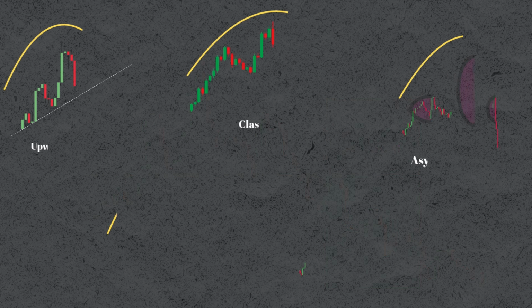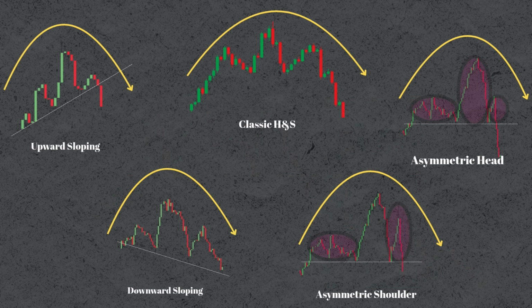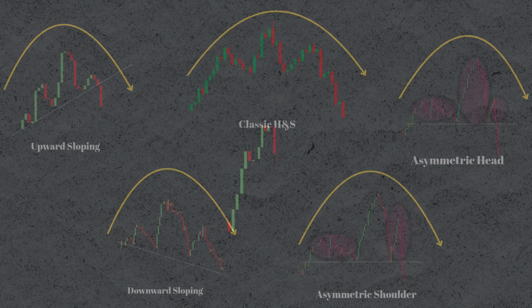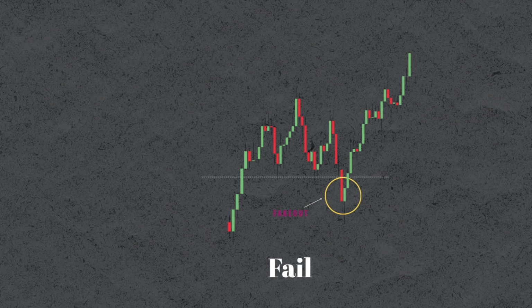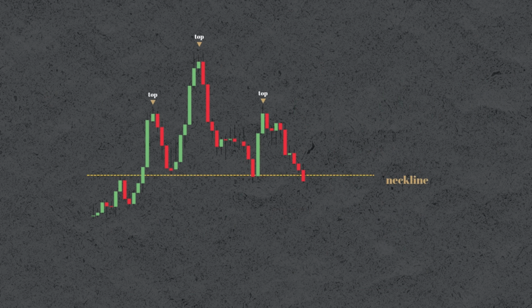To sum up, the head and shoulders is one of the strongest patterns for identifying trend reversals in the market. But as I always say, no pattern is 100% guaranteed. That's why it must always be used with proper risk management. Let's recap. The H and S consists of three peaks: the left shoulder, head, and right shoulder. The pattern is confirmed when the neckline breaks.